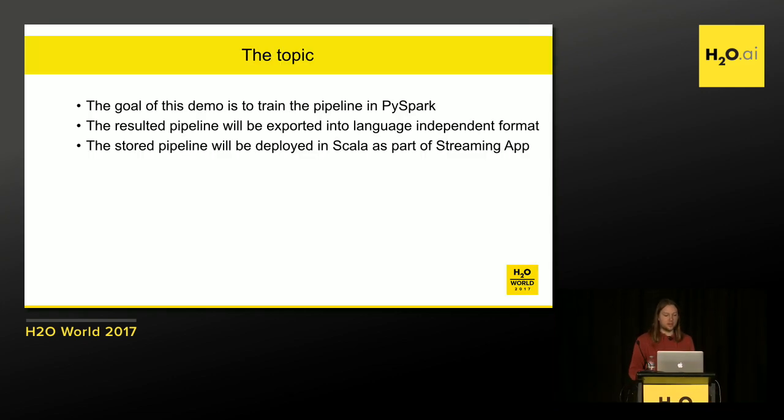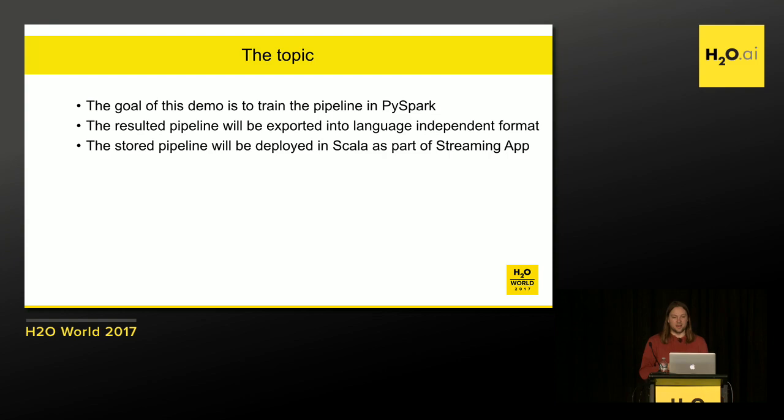So what we're going to show is how we can train a pipeline in PySpark. We will use the Python language. It's good for data scientists because they are not that familiar with Java or Scala, so it's easy and nice to try things out in Python. We will use Jupyter for it. And we will create a pipeline which will contain all the data managing and training steps, and we will export it in a language-independent format, and then we can use it.